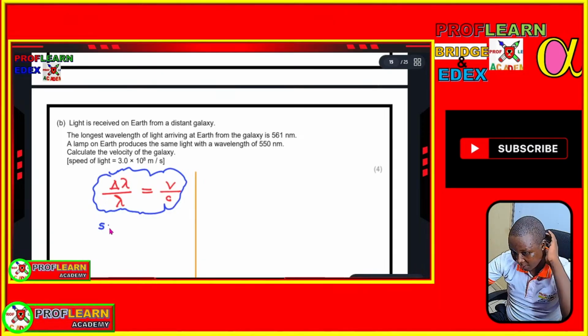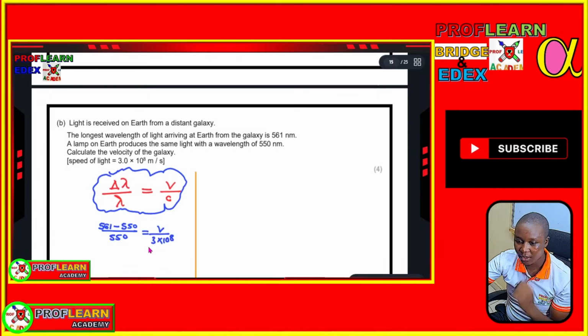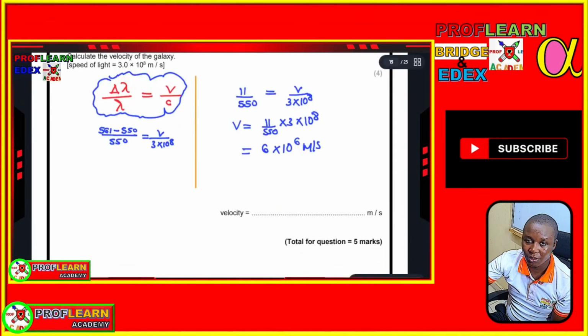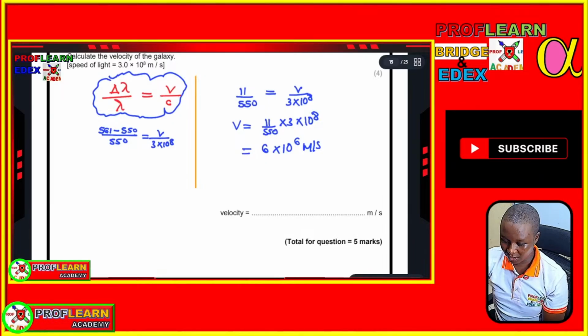So we say (561 - 550)/550 = v/(3 × 10^8). Then we make v the subject of the formula. We have 11/550 × 3 × 10^8. If you work it out, you get the speed of the galaxy as 6 × 10^6 meters per second. That's the speed at which this galaxy is moving away.